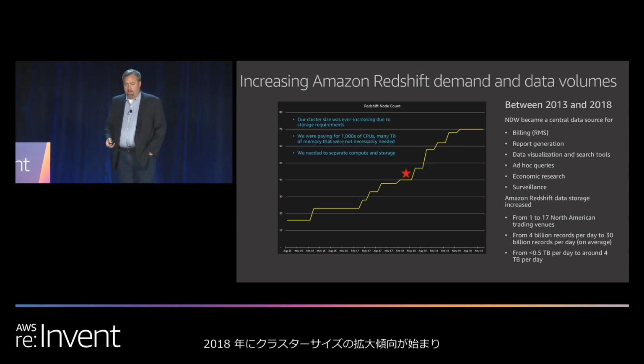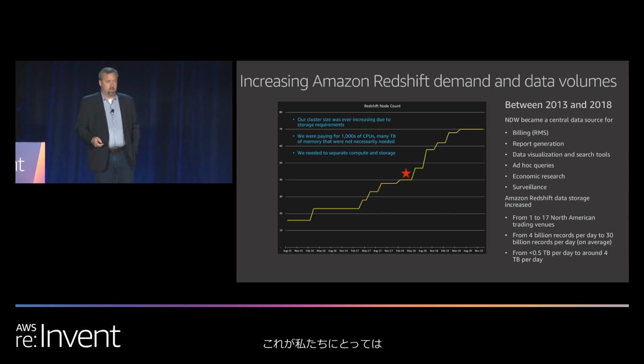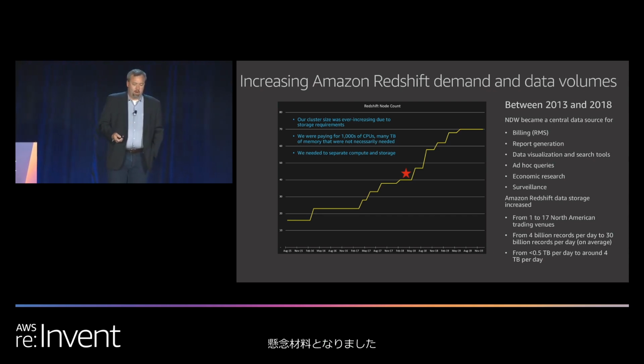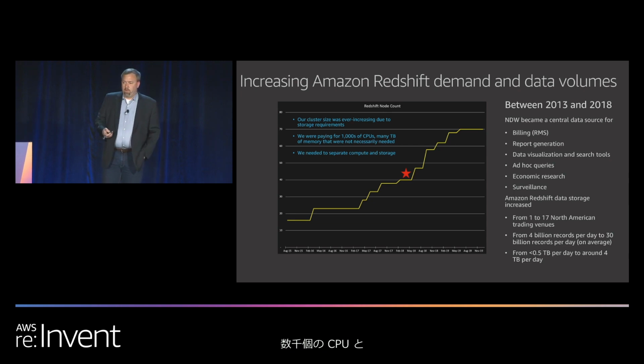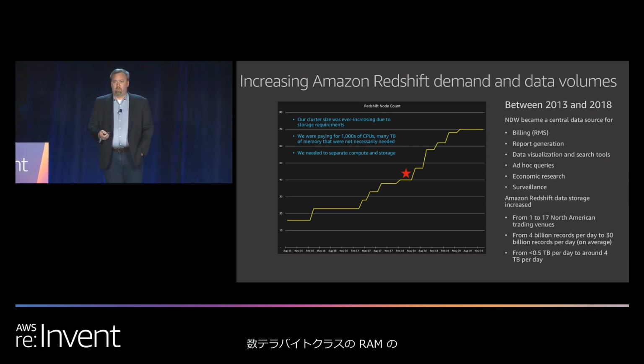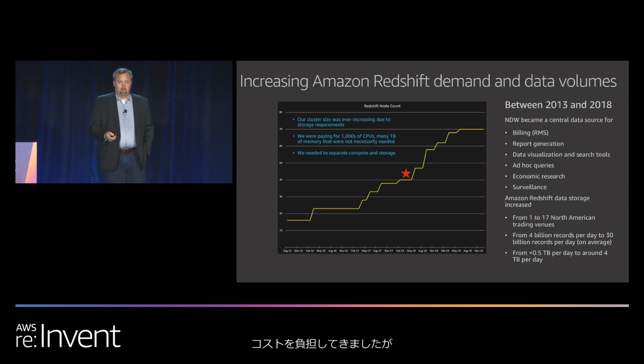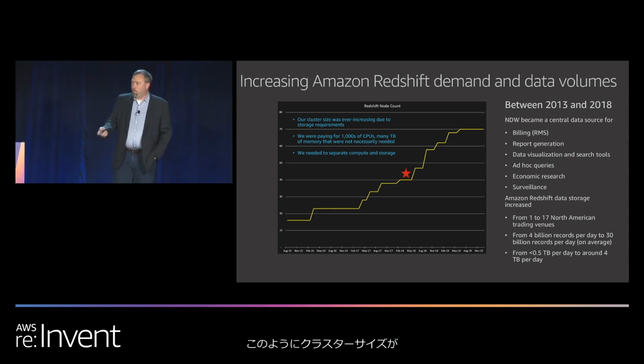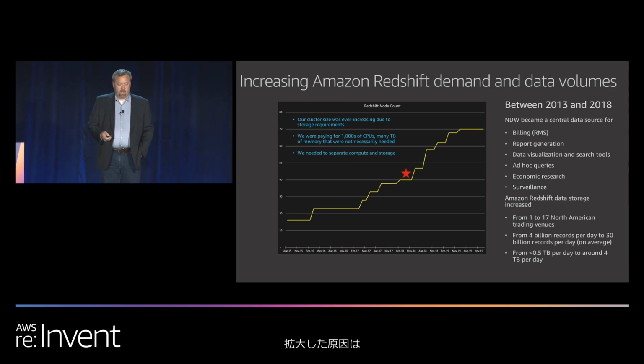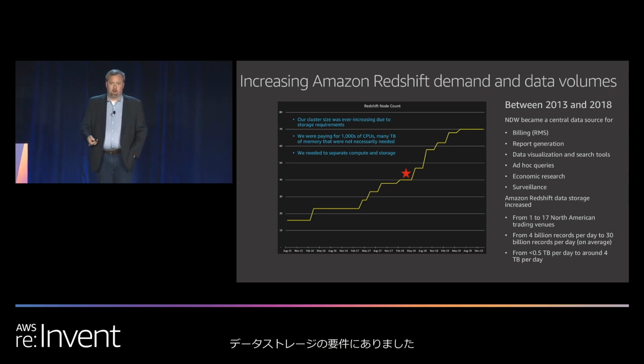So in 2018, we started looking at this upward trend in our cluster size, and we became concerned by it. One thing that we realized was that we were paying for thousands of CPUs, many terabytes of RAM that we probably really didn't need. The reason that our cluster was increasing like this was because of our data storage requirements.